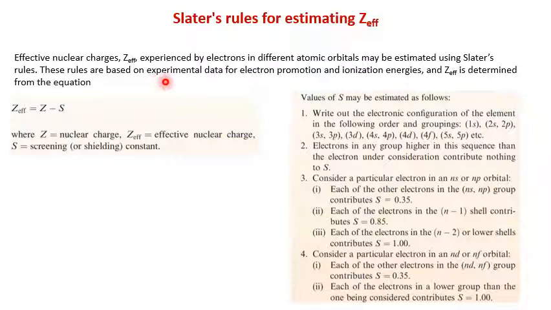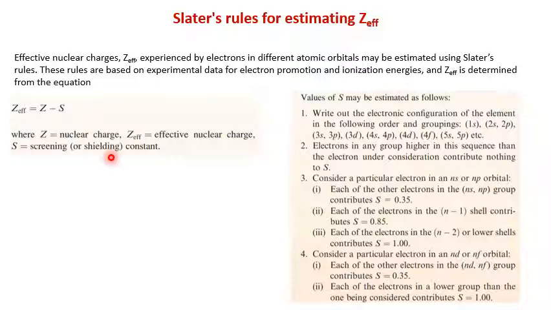These rules are based on experimental data for electron promotion and ionization energy. And this Z effective is determined from this equation: Z effective is equal to Z minus S. Here Z is the nuclear charge, Z effective is the effective nuclear charge experienced by the electron in a different orbital, and S is the screening constant or shielding constant.